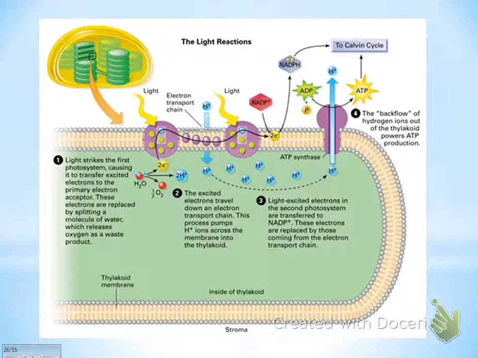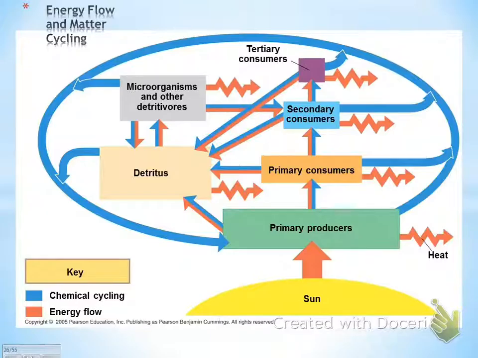Okay, and here's the electron transport chain here. It's just showing it in the thylakoid instead, and how the NADPH and ATP are made here in the light reaction, but then they'll be used in the Calvin cycle. Okay, so this picture is just showing you how energy is transferred through the trophic levels.